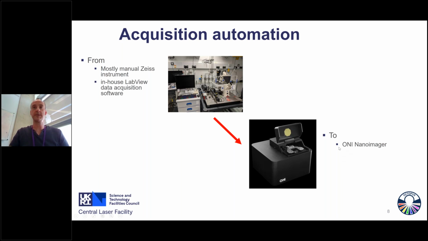And we tried out some samples on a Nanoimager to see if we could do FLImP, get the sort of quality data on there, which we could. So, as part of our grant, we then bought one of these.